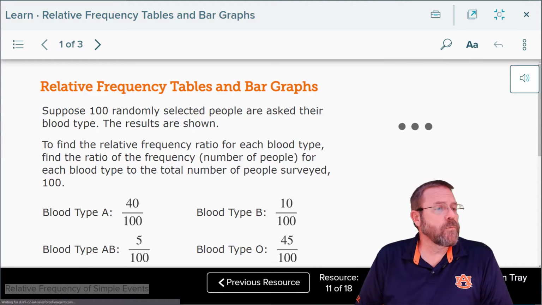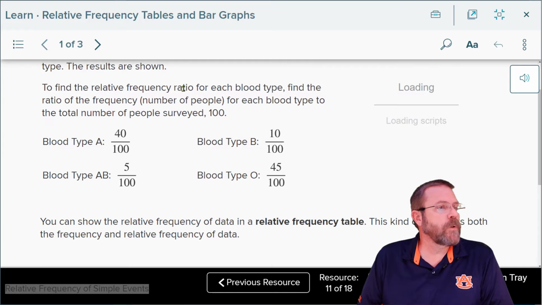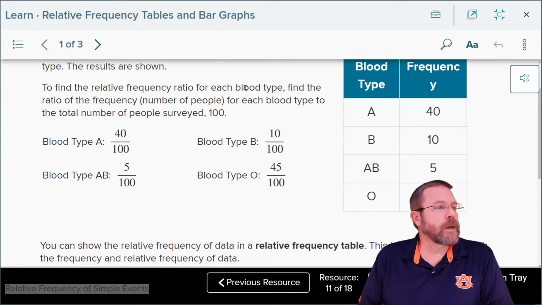Suppose 100 randomly selected people are asked their blood type. The results are shown. To find the relative frequency ratio for each blood type, you're going to find the ratio of the frequency, which is the number of people for each blood type, to the total number surveyed, 100. So blood type A was 40 to 100, AB was 5 to 100, B was 10 to 100, and O was 45 to 100.